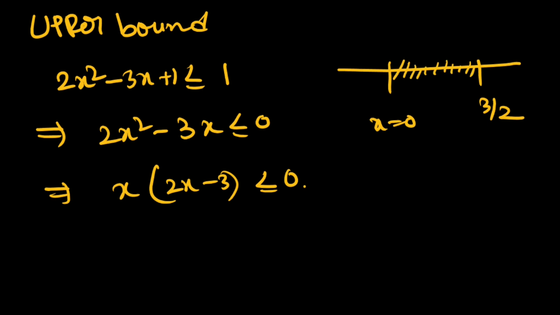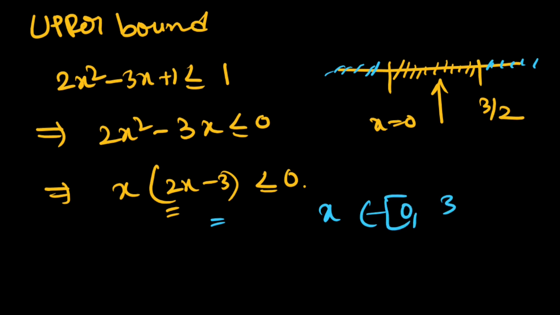this is strictly less than 0, because if we choose a value somewhere inside this interval and put it here, this inequality holds, and when we choose outside this interval and put some values, this inequality does not hold. So when x lies between 0 to 3 by 2, then this inequality holds. Therefore the domain is 0 to 3 by 2. So in both cases we got the domain.